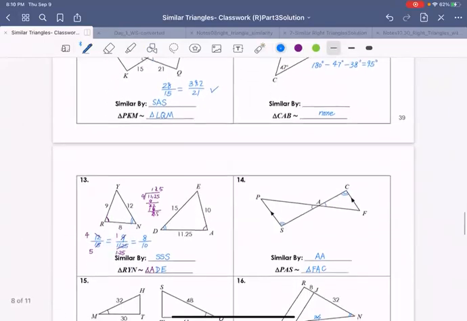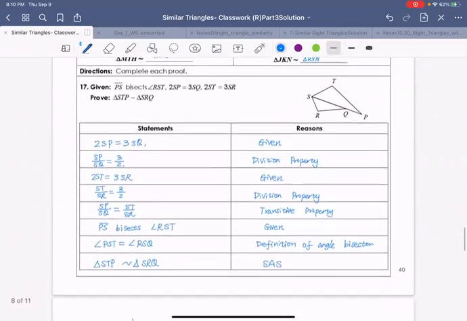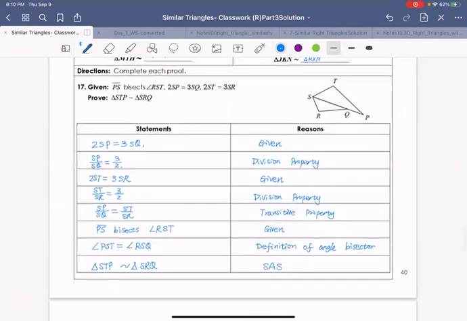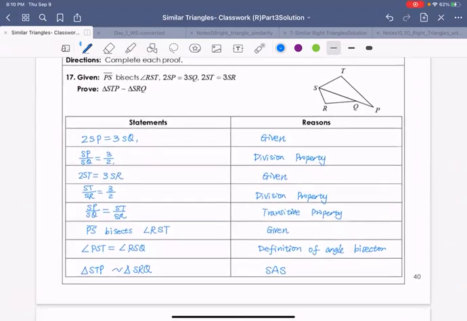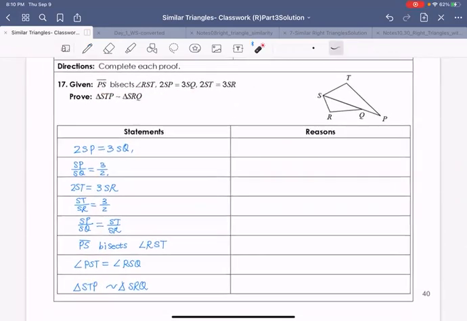Let's see, is there any other hard questions? Oh, let's try a proof question. Yeah, Kathleen. Let's read this question, please. PS bisects angle RST. 2SP equals 3SQ. 2ST equals 3SR. Good. So what do we put here? Given.